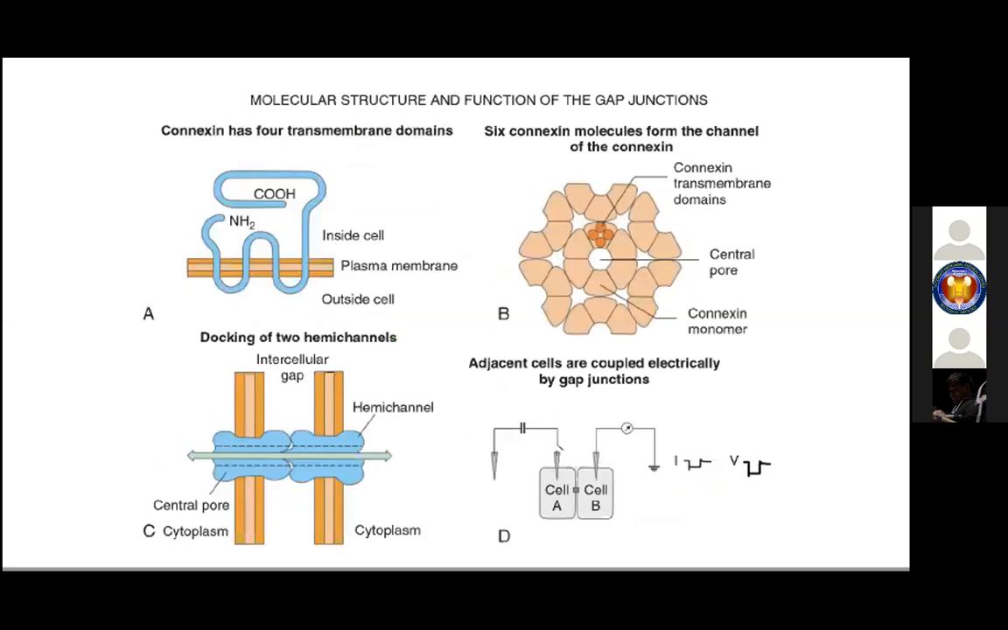So this image shows the molecular structure and function of the gap junctions, wherein the specialized proteins called the connexin are expressed between the membranes of connected smooth muscle cells. The basic unit of connexin 43 is composed of 4 transmembrane domains with the carboxy terminal and amino terminal intracellularly.